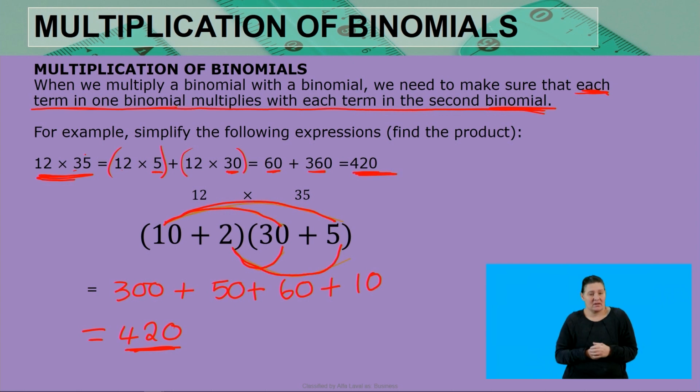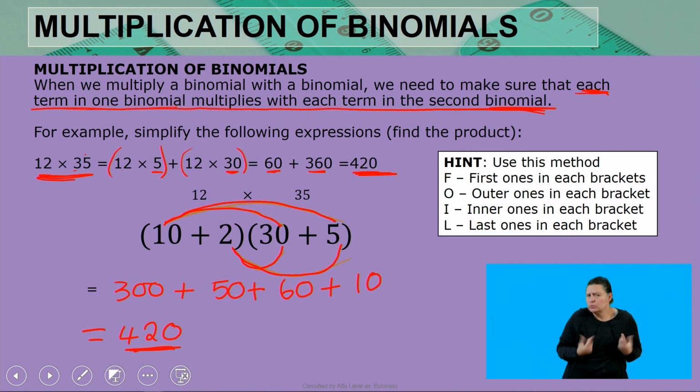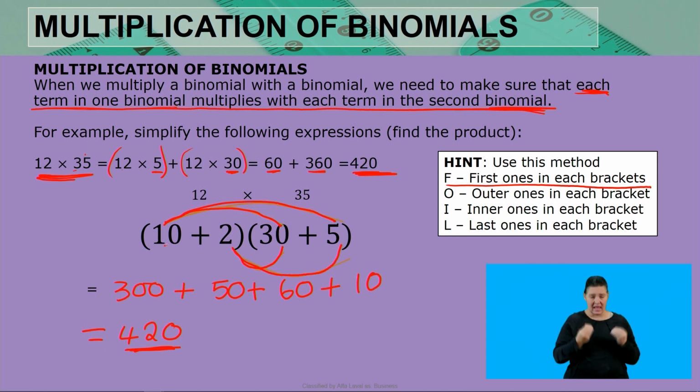Now you must remember this method that we used of multiplying. How did we do it? We started with the first ones in each bracket. That's when I multiplied the 10 and the 30. They are the first ones in each bracket. Then next I multiplied the outer ones in each bracket. Now the outer ones are the ones on the outside of the brackets. That is the 10 and the 5. That's where I got the result of 50.